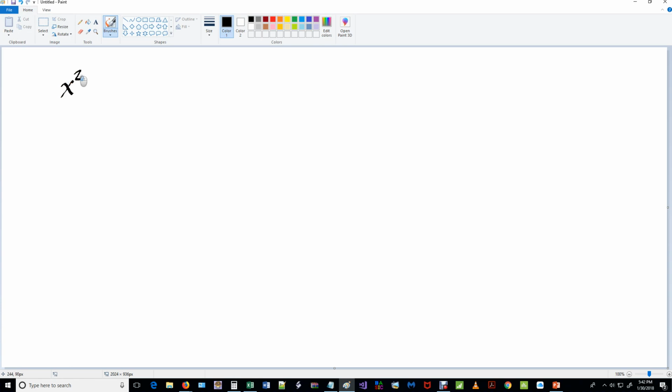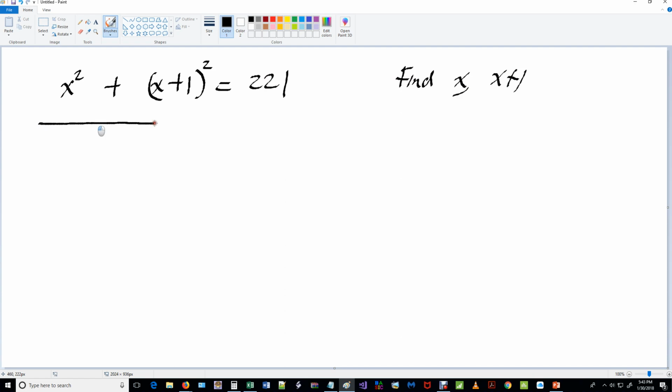The first one is x squared because the first number is x. Now the next integer will be the next one for x. And how do you find the next integer after x? Well, you do x plus 1. So x plus 1 squared. Thus the sum of the squares gives you 221. All right, so we need to find x, and that's the first one. The next one will be x plus 1, right? So we're going to find x and then x plus 1. But first you need to find x.